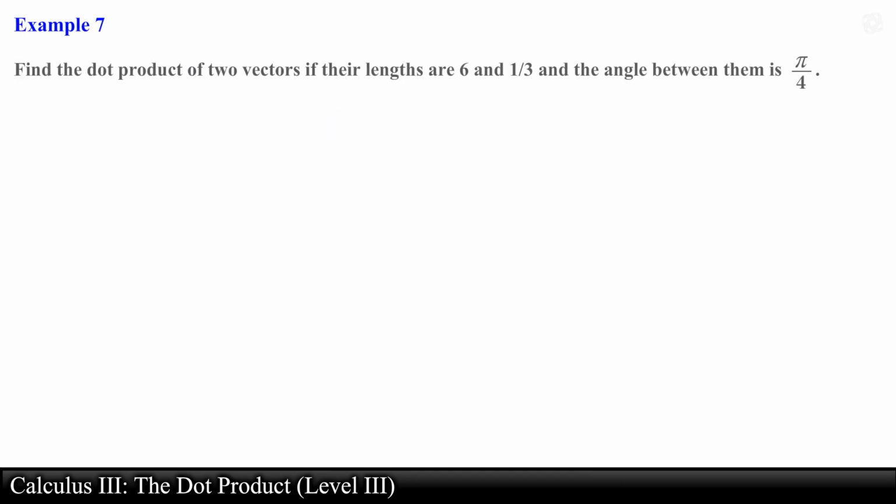Alright, let's try a different type of problem. Find the dot product of two vectors if their lengths are 6 and 1/3, and the angle between them is pi over 4. In this problem, we are given the length or magnitude of two vectors, in this case 6 and 1/3. We're also given the angle between the vectors in radians.